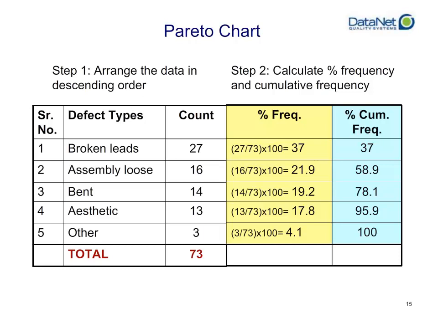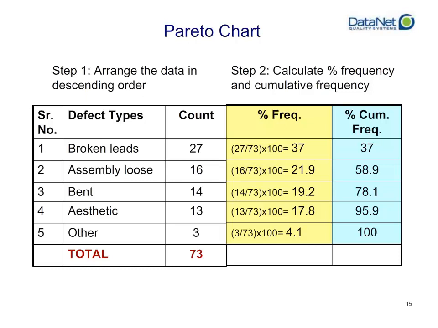You're going to go for the next one, which in this case is bent pencils. You're going to add that 19.2% individual frequency to your previous total, which gives you a total of 78.1%. You keep doing this until you've completed adding all of your cumulative frequencies together.